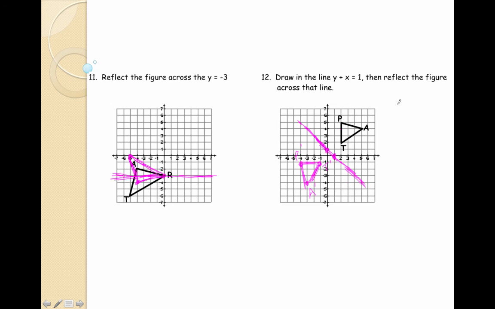So hopefully you get the idea and you have some way that makes sense to you to do this if the counting method doesn't work for you.